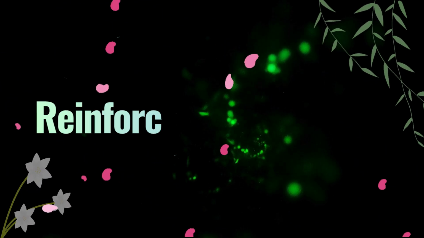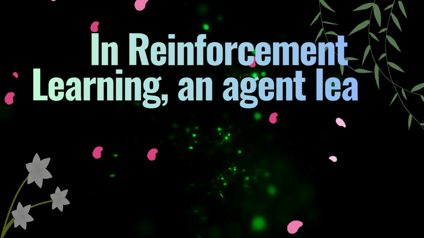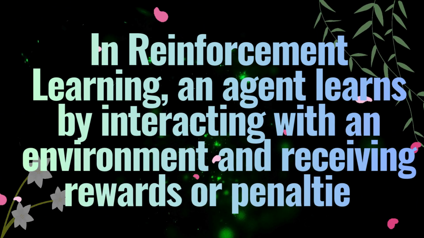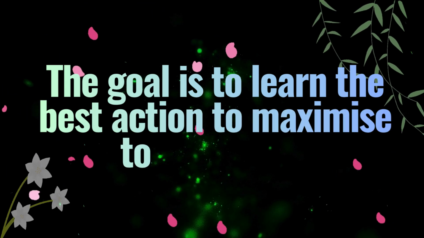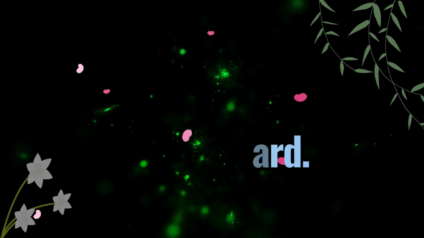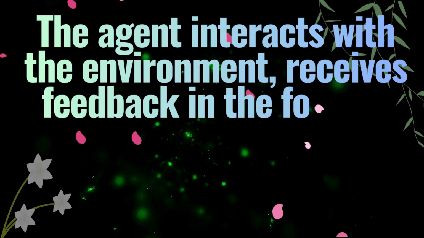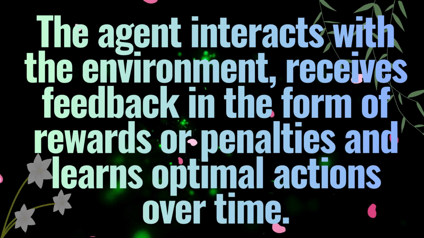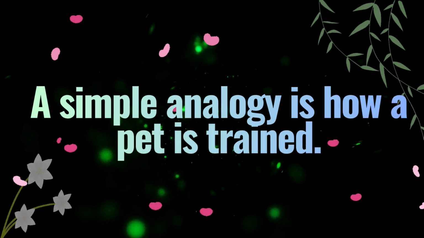The third category of machine learning is reinforcement learning. In reinforcement learning, an agent learns by interacting with an environment and receiving rewards or penalties. The goal is to learn the best action to maximize total reward. The agent interacts with the environment, receives feedback in the form of rewards or penalties, and learns optimal actions over time. A simple analogy is how a pet is trained.